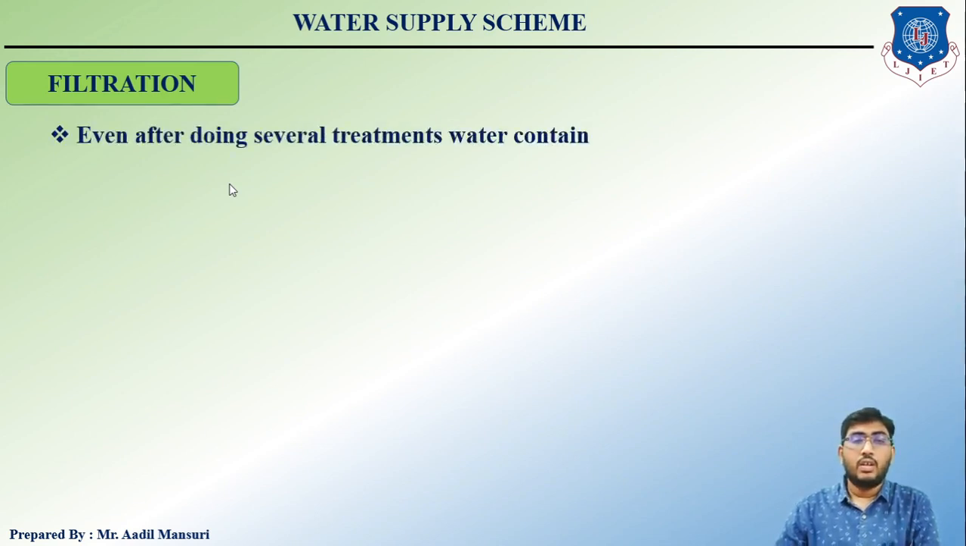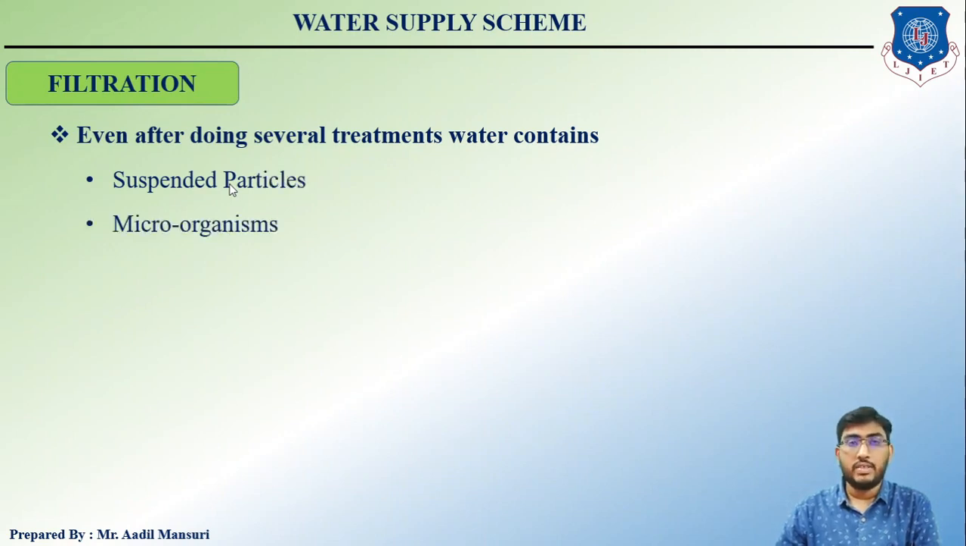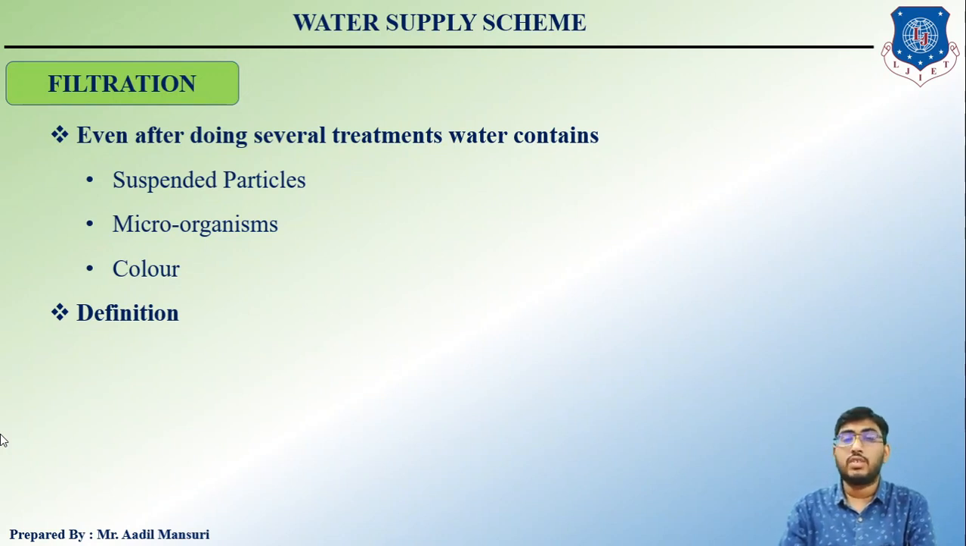Now we have done certain units earlier, right? So even after doing those treatments, water contains suspended particles, microorganisms, as well as color, right? Now to remove these impurities still further and to produce potable and palatable water, the water is filtered through the beds of granular materials like sand and gravel. Okay, so talking about the definition of filtration, the process of passing the water through the beds of such granular material is known as filtration.